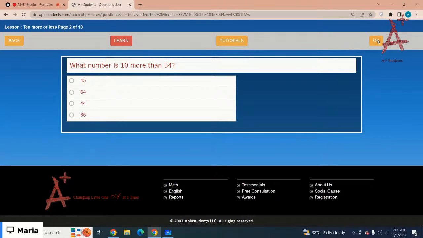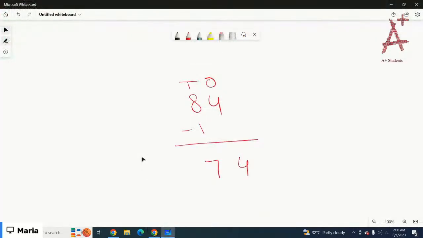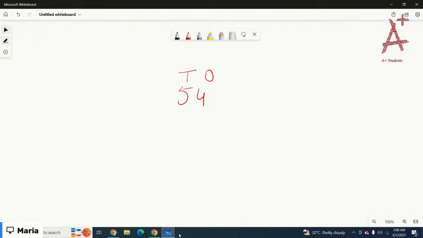Okay, the next one is what number is 10 more than 54? You have to find a number that is 10 more than 54. That means you have to add 1 to the digit at the tens position. So you have 54. 4 is at the ones position. The rightmost digit is always at the ones position. And 5 is at the tens position.